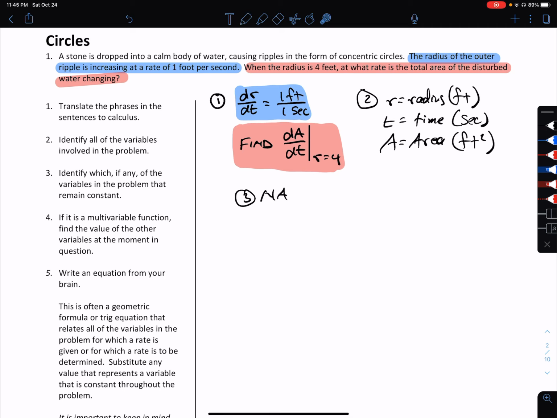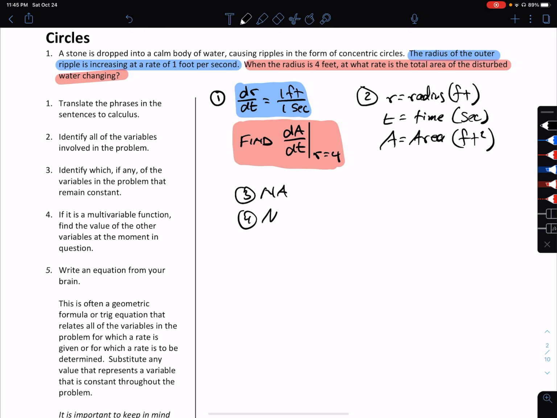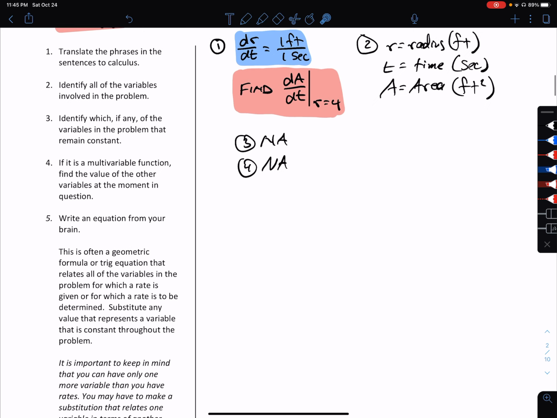Part 4, if it's a multivariable function, find the value of the other variables. I probably should have written that after step 5, but let me just tell you it's not going to apply to this problem. Number 5, write an equation from your brain.